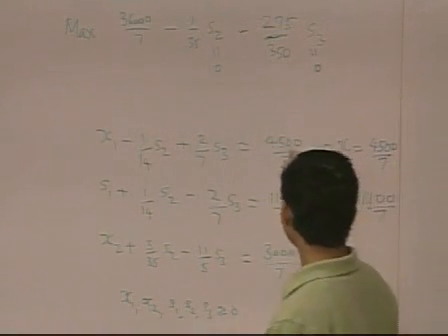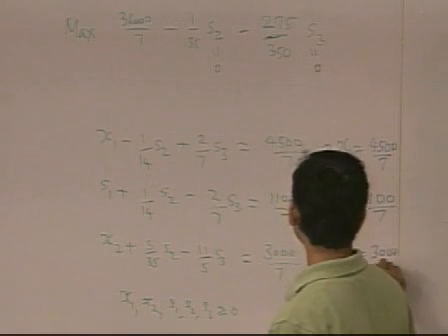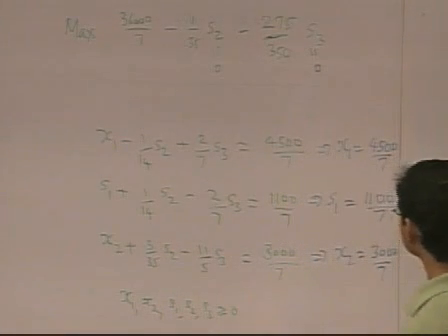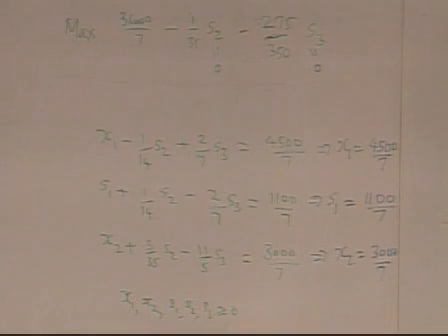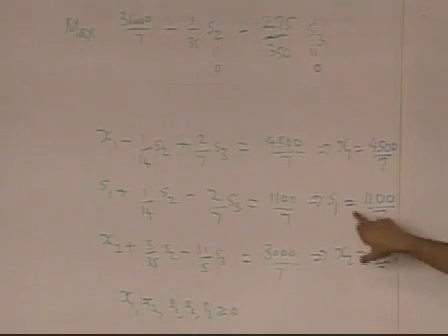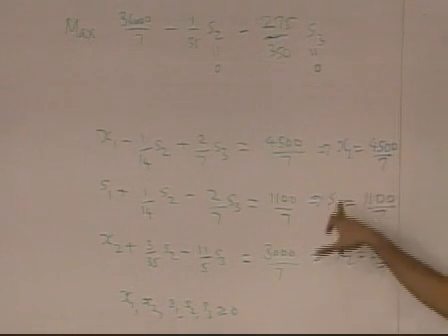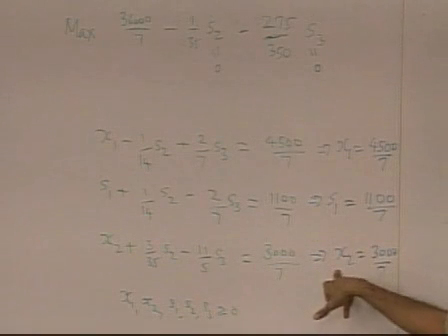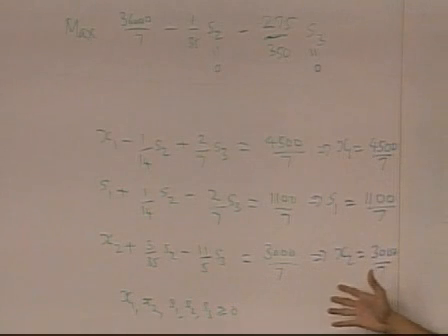And from here, I have x2 equals 3,000 over 7. Okay? That, of course, gives me a feasible solution, right? Because all of these variables, for feasibility, they just have to be non-negative. And they are non-negative. Okay?